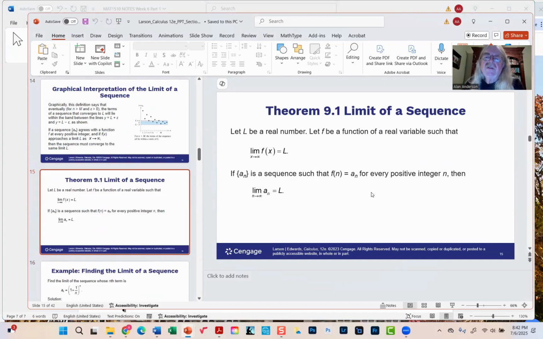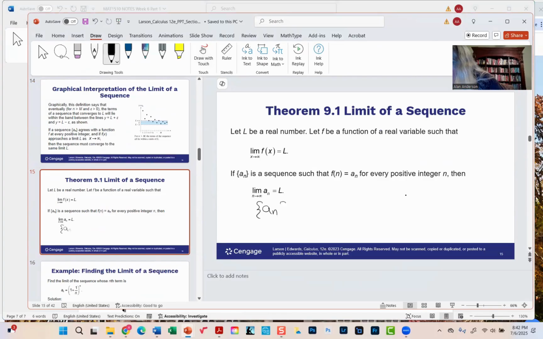And also, they're going to use slightly different notation here. Remember, because a_n, which represents a sequence, is actually a function, we could write this concept in two different ways. The limit as x goes to infinity of this function is L, or the limit as n goes to infinity of a_n is L. It means the same thing.